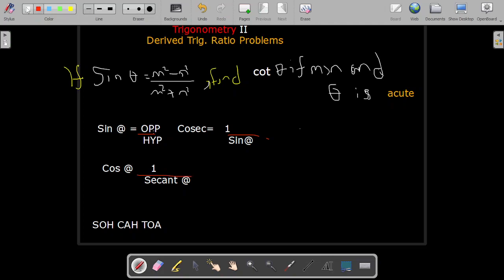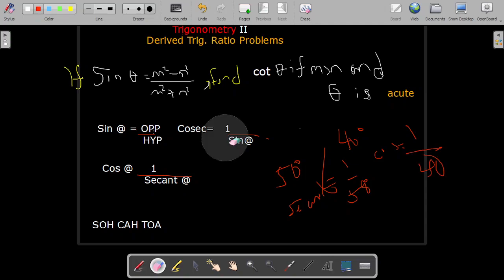And we know that cos theta is equal to adjacent over hypotenuse. So if cos theta is equal to 50 degrees, definitely secant will be equal to 1 over 50 degrees. Likewise, if secant is equal to 40 degrees, the cos theta is going to be equal to 1 over 40 degrees. They are known as reciprocals. So we need to understand that.